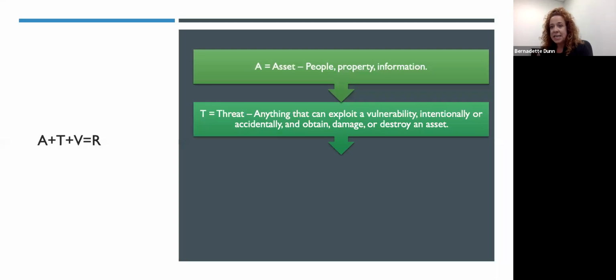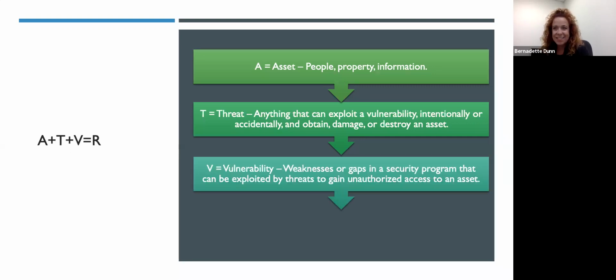The T represents the threats. So a threat is anything that can exploit a vulnerability, which I'll share what that is next, either intentionally or sometimes accidentally. So a threat can be accidental, it can be intentional, and it's again, anything that can exploit a vulnerability intentionally or accidentally and obtain, damage, or destroy that asset, that thing that you're trying to protect.